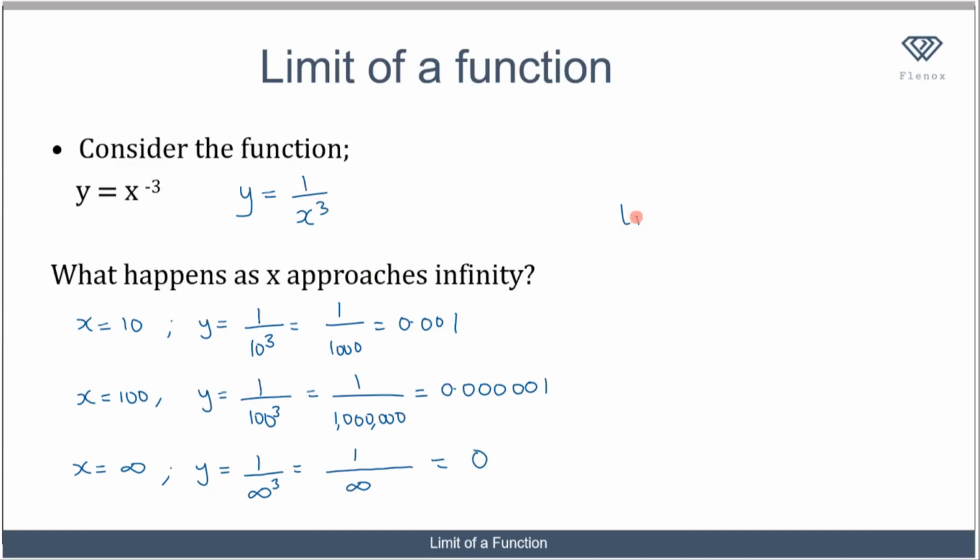So the way we write it is that we say that the limit of x raised to the power minus 3 as x tends to infinity is equals to what? 0. Meaning that as the value of x gets very large, larger and larger, this function gets closer to 0.